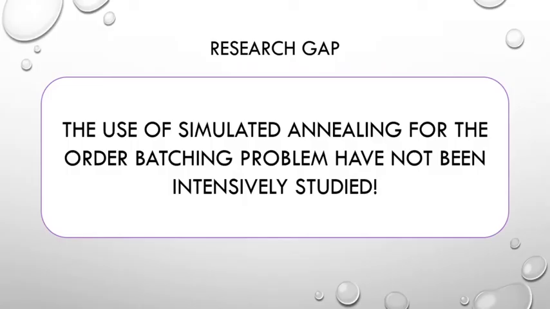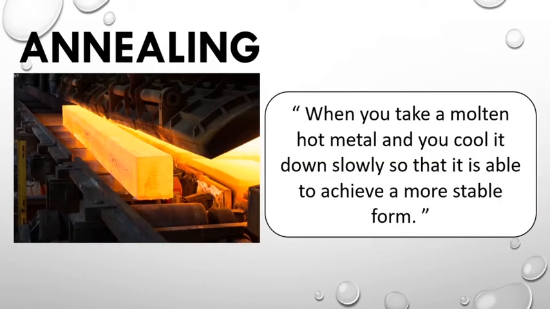To the best of our knowledge, the usage of simulated annealing has yet to be intensively studied for the order batching problem. In one particular research by Aldo and Lindholm, simulated annealing was able to find 17.1% shorter solutions than genetic algorithm. Hence, we would like to further study the simulated annealing algorithm and how it compares to other approaches for the order batching problem. The simulated annealing algorithm is based off a real-life process called annealing. It is when you take a molten hot metal and cool it down slowly so that it is able to achieve a more stable form.